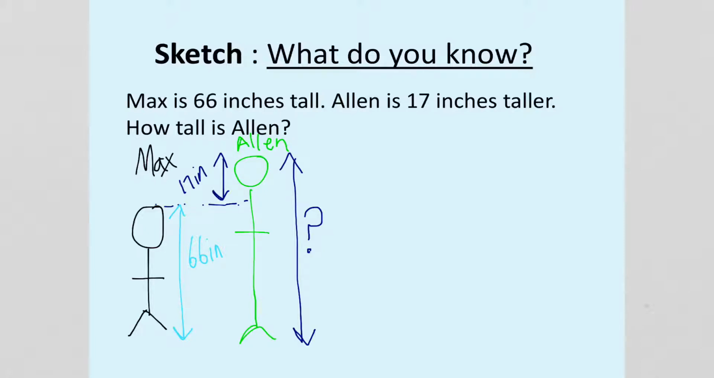Now we're going to reread it again, and we're going to look at our sketch to make sure our sketch matches what the word problem is saying. Max is 66 inches tall. Alan is 17 inches taller. How tall is Alan? So now we're going to really look at that question. How tall is Alan? And we're going to use an additional strategy, which we can use in both methods, which is writing an answer statement.